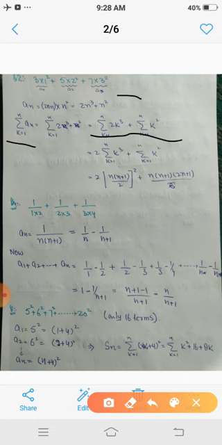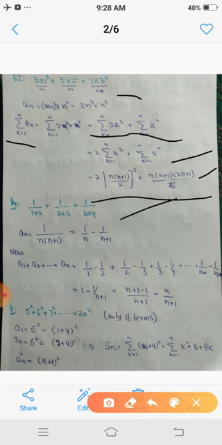Now 2 is a constant, it comes out: 2 times the summation k runs from 1 to n of k cube plus the summation k runs from 1 to n of k square. Now using the sum of the first n cubes and the sum of the first n squares, it is 2 into [n into (n plus 1) upon 2] whole square plus n into (n plus 1) into (2n plus 1) upon 6. So this is the required sum of the first n terms of this series.